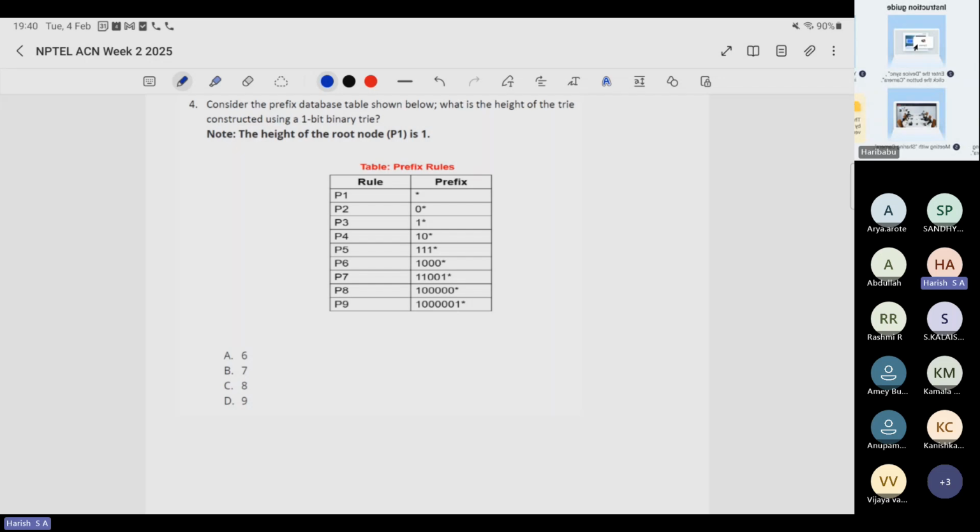I'm completely speaking with the assumption that you've all seen the videos. If you've not seen the videos, please feel free to unmute and ask me questions, or just put it in the chat window. All right, so these are the prefixes, and let us construct a trie.